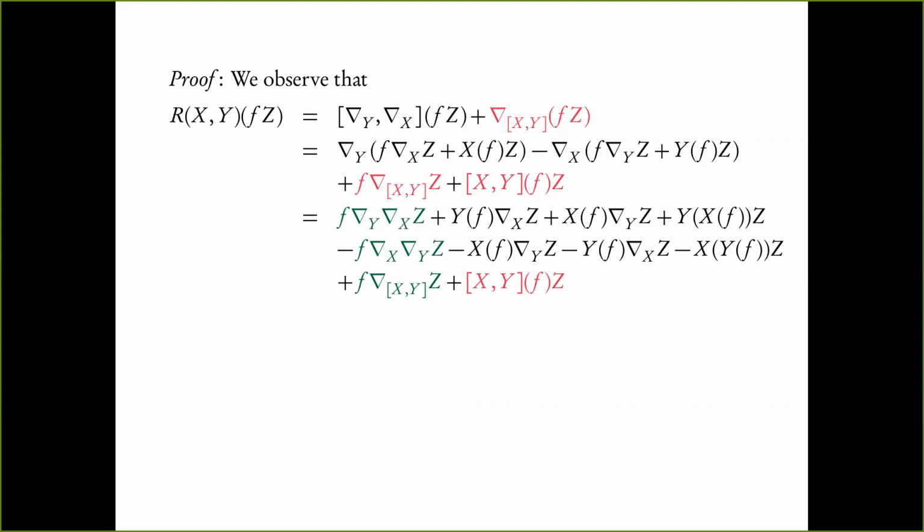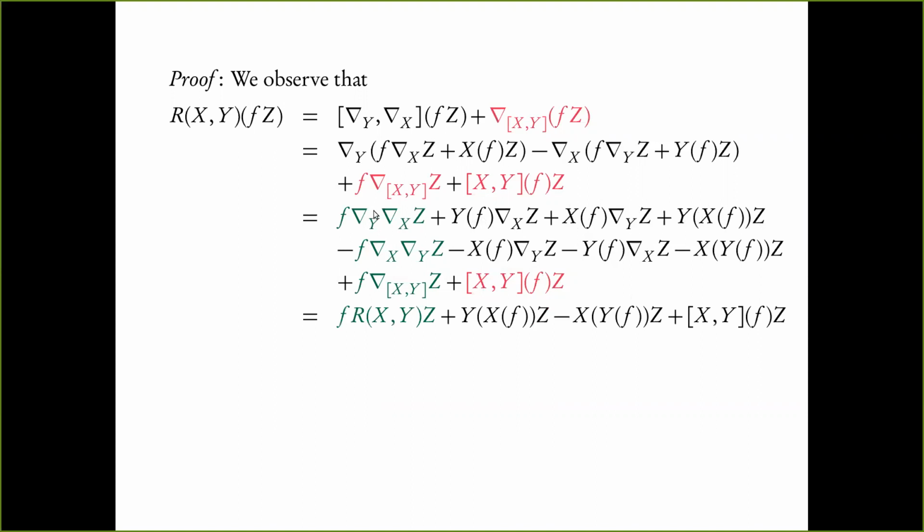I get simply f R of xy acting on z, because f is the common term. I pull it out. What's left is precisely R of xy acting on z, right? What happens to these terms? Well, you see that this term here cancels with this, right? The xf term cancels with the xf term. The yf term cancels with the yf term, right? What is left is just this yxfz minus xyfz, and there's of course the bracket here.